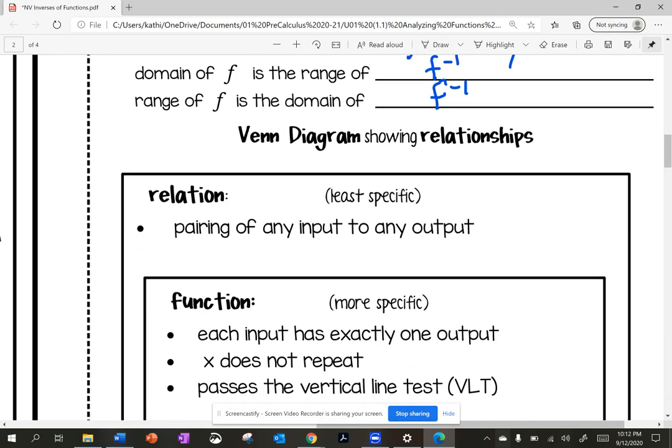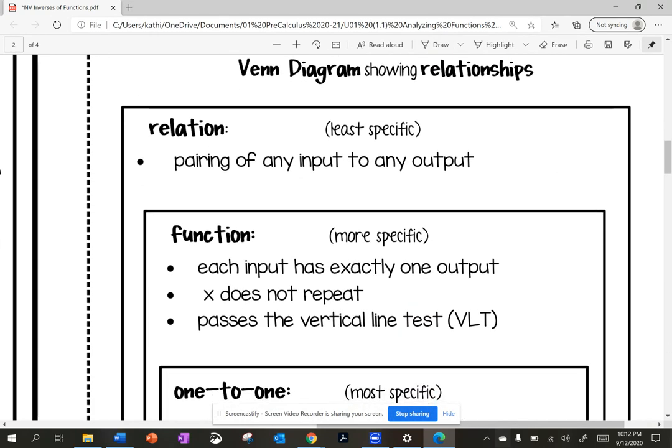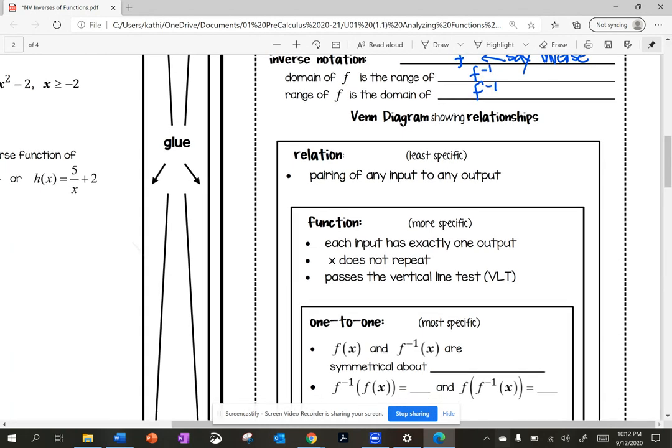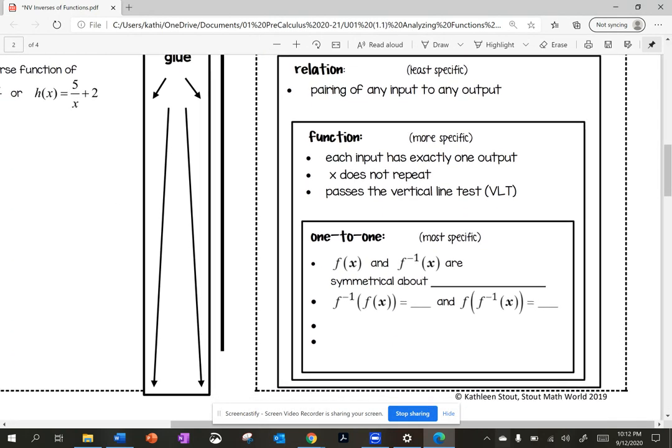Okay, we have a Venn diagram to talk about 3 words that I need to make sure we understand. We're going to talk about a relation, a function, and one-to-one. We should be really familiar with what a relation is and what a function is, and the new one today will be one-to-one. So a relation is a pairing of any input to any output. A function is a more specific type of relation. This is where each input has exactly one output.